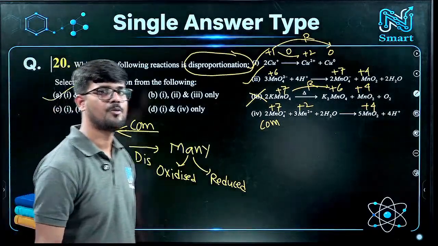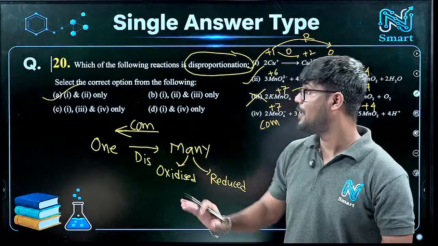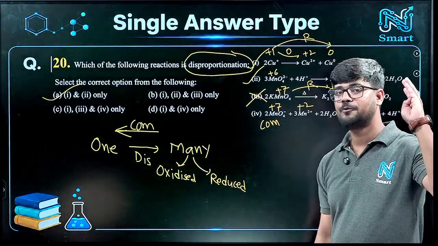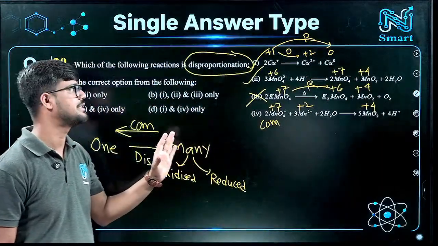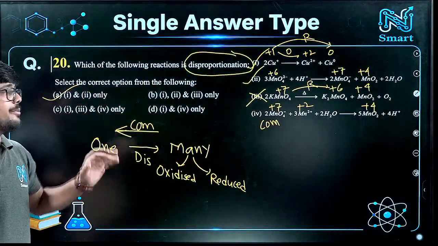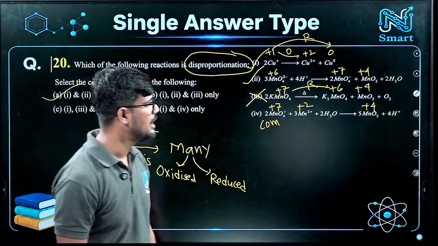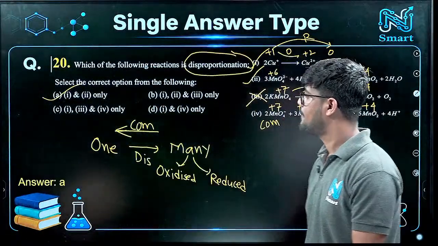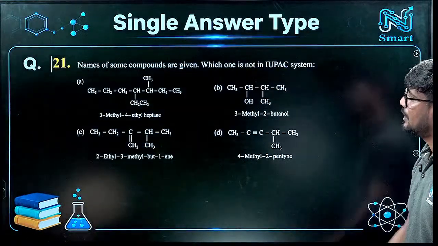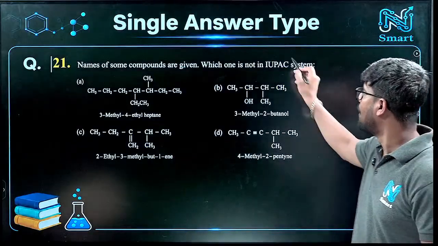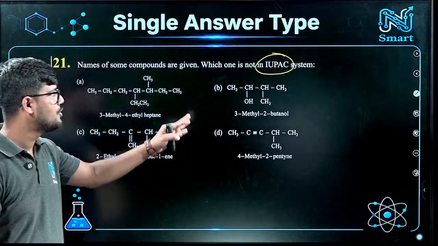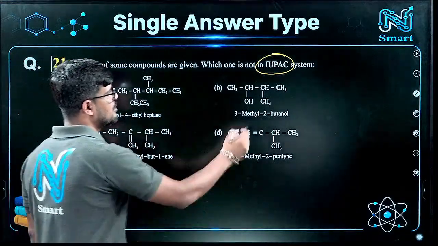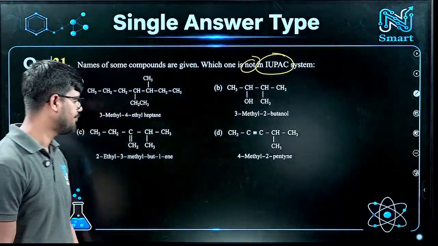are disproportionation reaction. Again, I am expecting that from com-proportionation and disproportionation they can frame question, because this is very important topic. Okay, chalo, next question. Answer is A here. So this one, based on IUPAC name, yes, they can frame question. IUPAC name is very important. So which one is not correct?